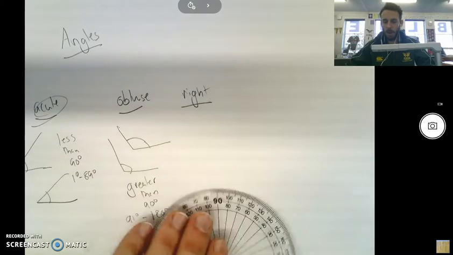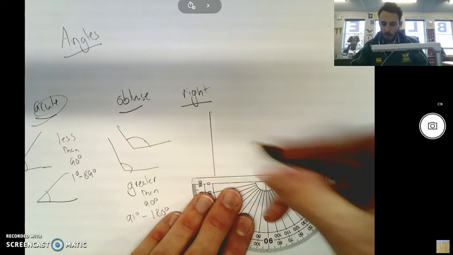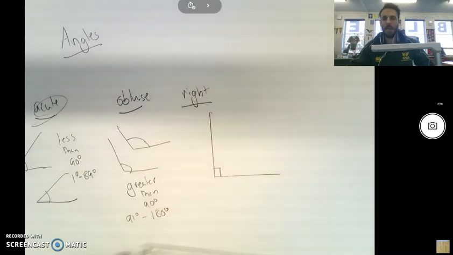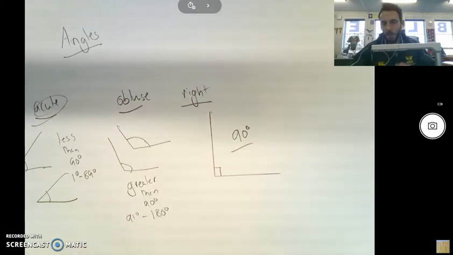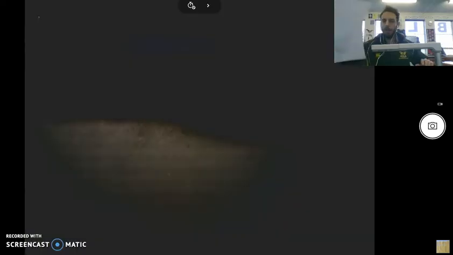Then there's also right angles. Right angles look like this. They go straight up, they go straight across, and they're marked by a nice little square down here. Right angles are always 90 degrees exactly. If it's not 90 degrees, it's not a right angle. I hope those three make sense, because right now we're going to be looking at something else.